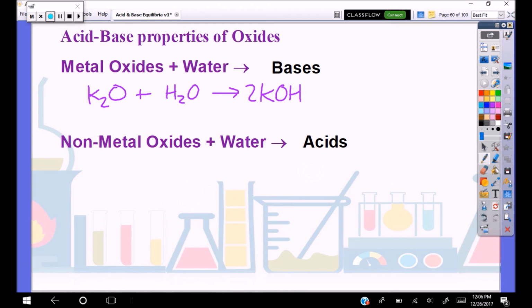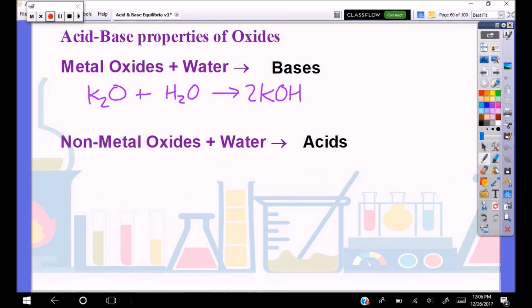KOH. We get 2 KOH in there, and because our water splits up, we end up getting our 2 H's and our 2 O's. So we form potassium hydroxide. This one's a strong base.